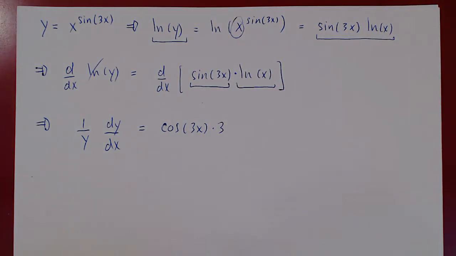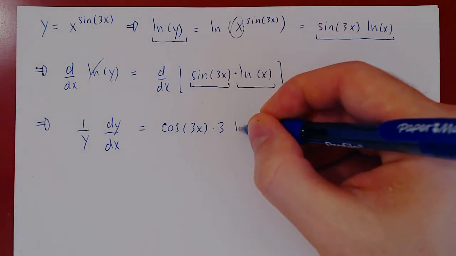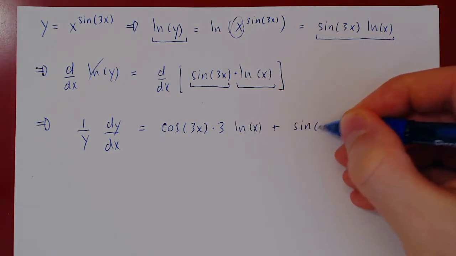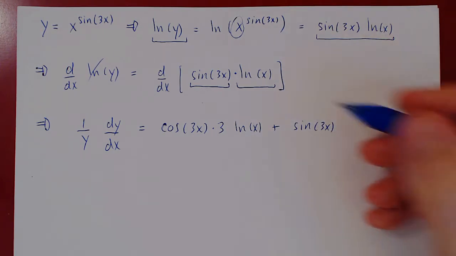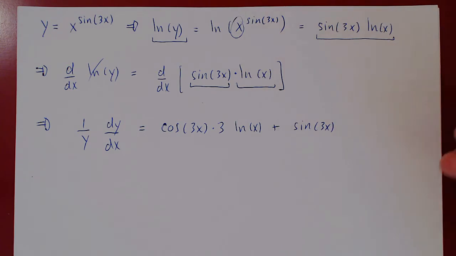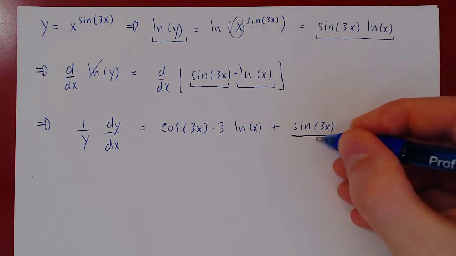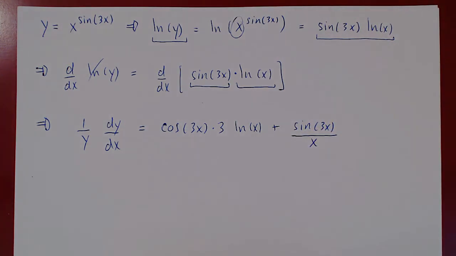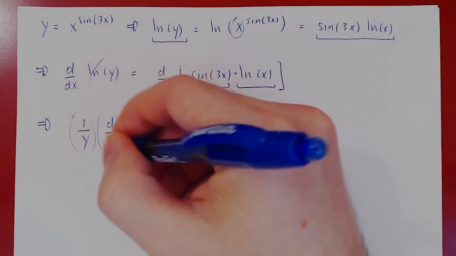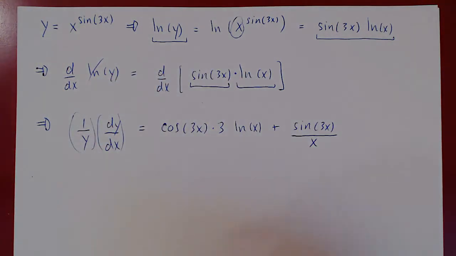And that's the derivative of the first function, times ln of x, plus the first function, sine of 3x, times the derivative of the second function, times 1 over x, but if you do times 1 over x, that's the same as dividing by x. And finally, we have our dy over dx, but it's multiplied by 1 over y.